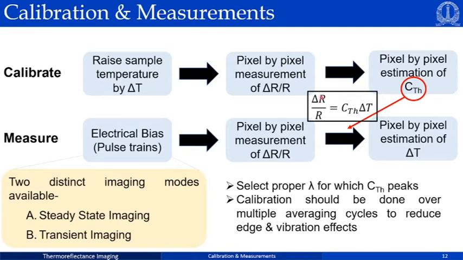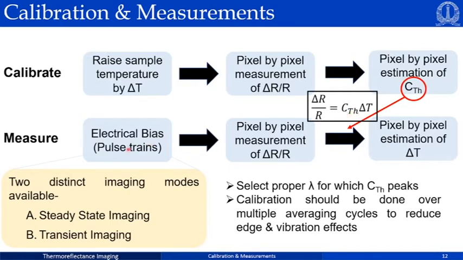So again we go back to this working formula. Now we have CTH, and now delta T is unknown because we are giving an unknown stress. We are giving an electrical stress. So delta T is now unknown. In the calibration module, we had delta T known, we had delta R by R measured, and therefore we got CTH. In the measurement flow, we have to get this unknown delta T with the help of this measured CTH. The CTH has already been extracted experimentally, and so we have the CTH value pixel by pixel.